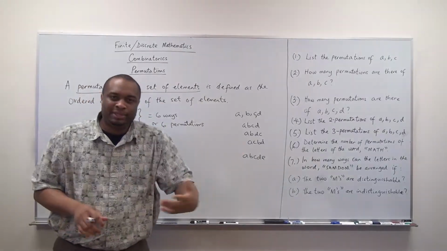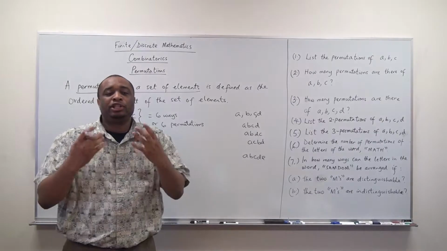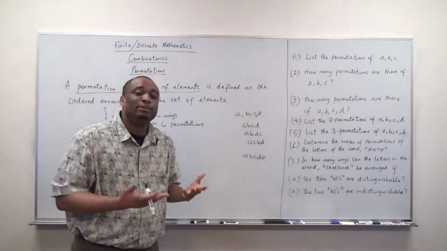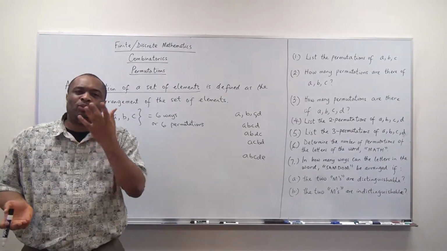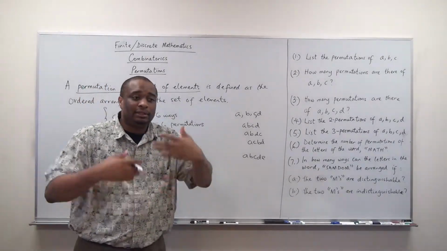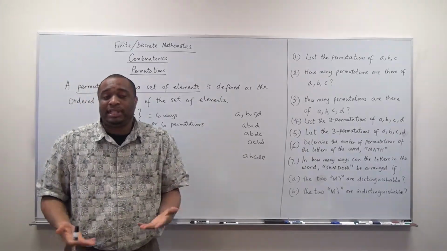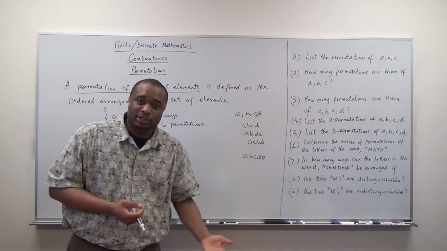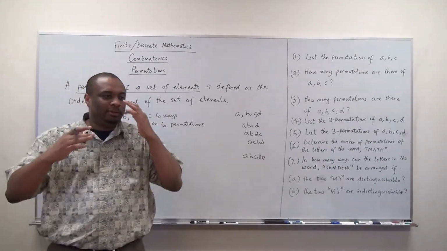Think about the social security number. Think about your telephone number. No two people have the same social security number. So how many ways was the computer able to generate 9-digit social security numbers without any two people having the same number? There are so many ways you can think about this.